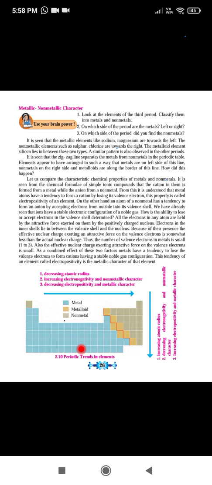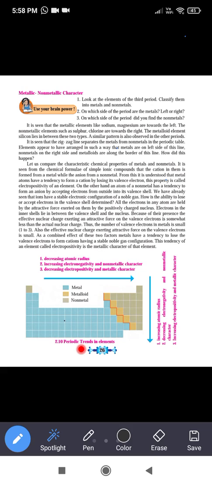Metallic and non-metallic characters. Third property. Look at the elements of the third period and classify them into metals and non-metals. Now, third period elements. The third period starts from the sodium element. So sodium, magnesium, aluminium, silicon, phosphorus, sulfur, chlorine, argon. So these 8 elements are present in the third period.